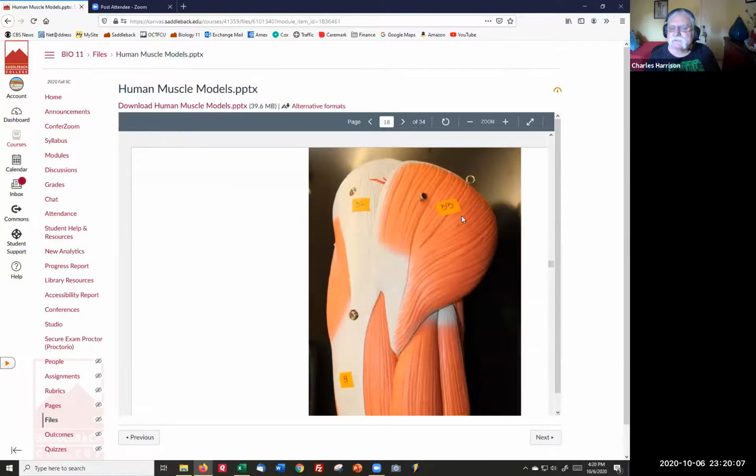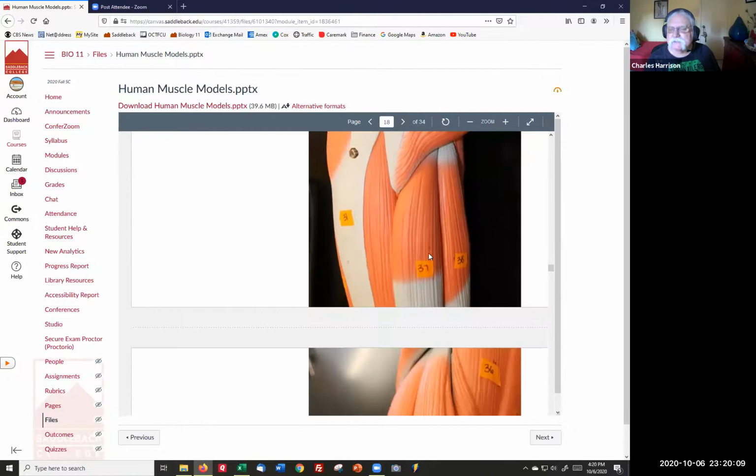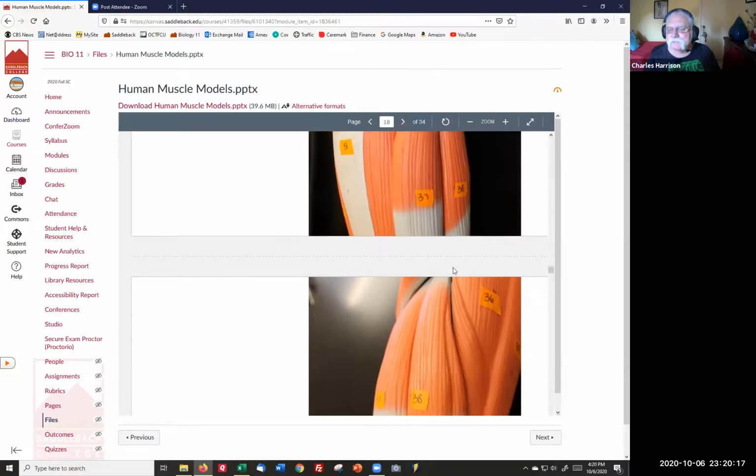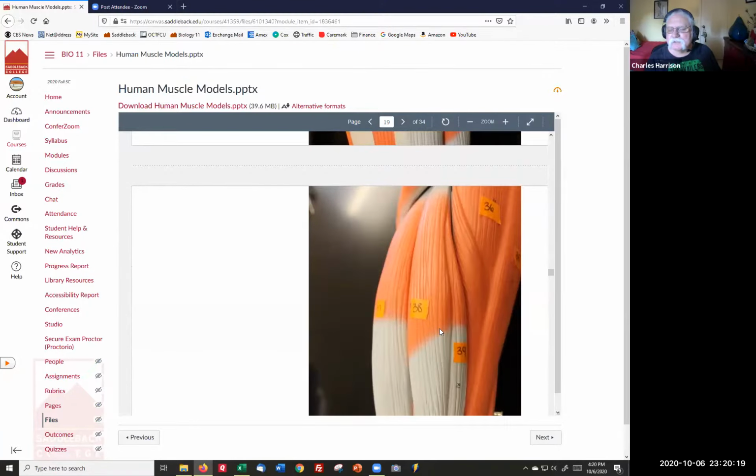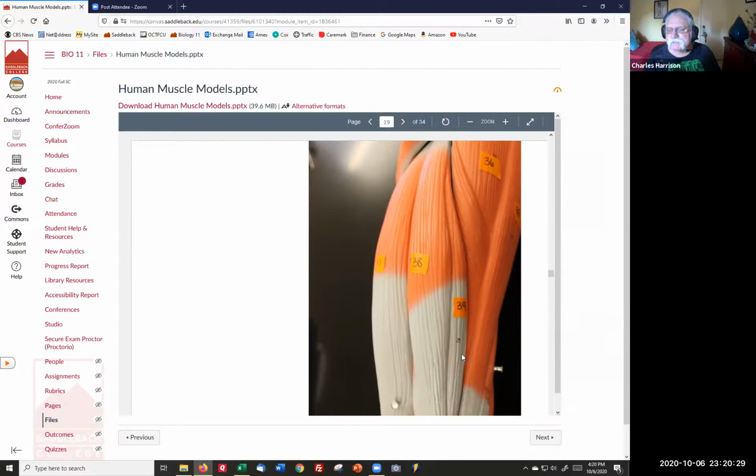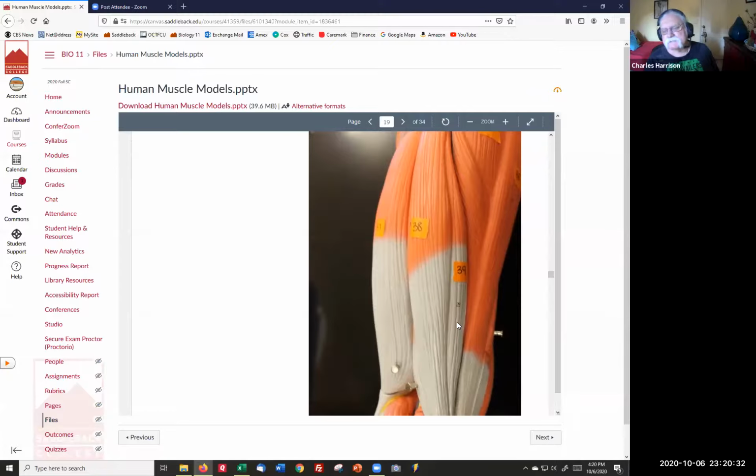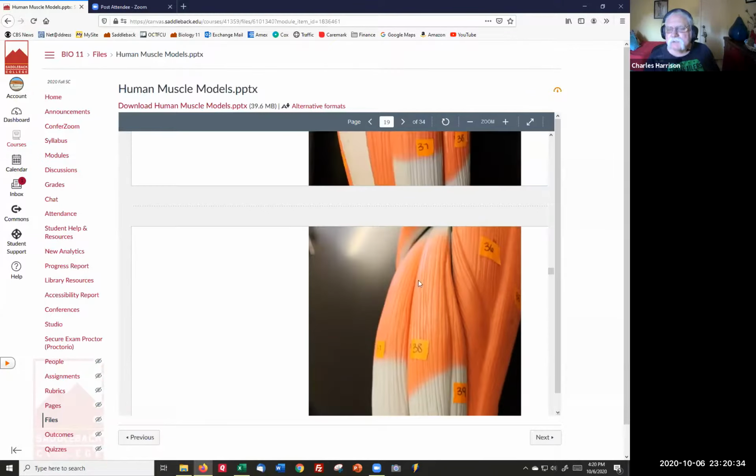Gluteus medius, gluteus maximus. This is just a snippet from a previous one. Okay, now, here's the biceps femoris, semitendinosus, and here is the semimembranosus. Those are the hamstrings. If you pull a hamstring, it means to pull it off of the ischial tuberosity that it's attached to.